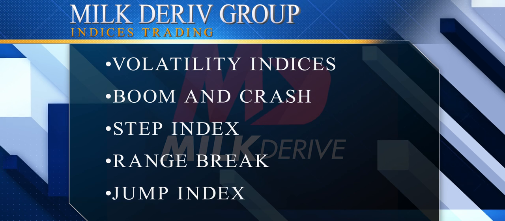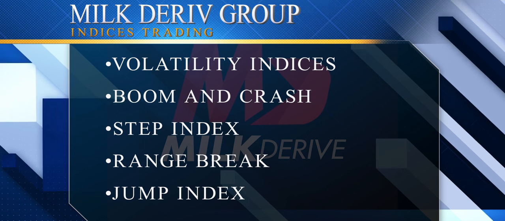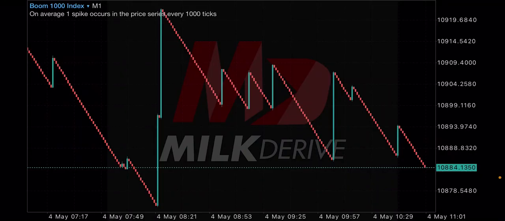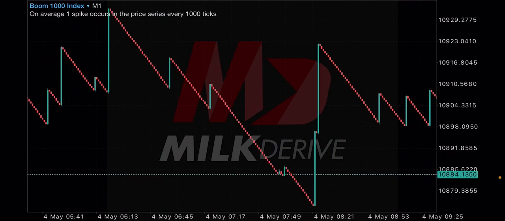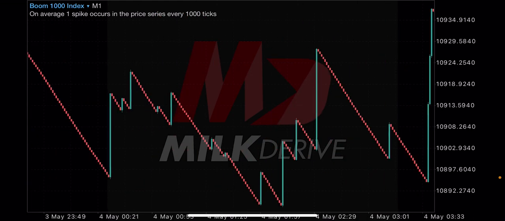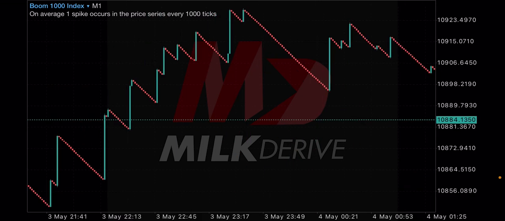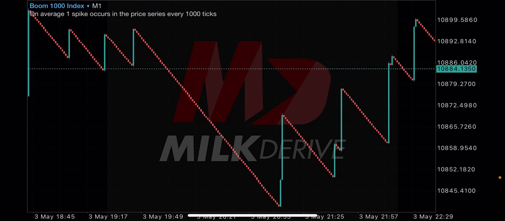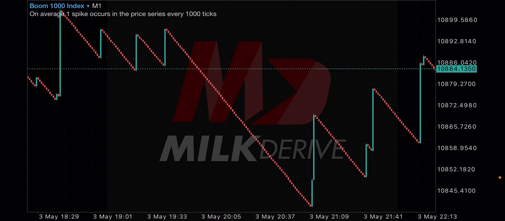So today we're going to be talking about the boom and crash indices. This is how they are. Quite strange in its own way, yet quite helpful and very educating. Like I said before, it's just an indices aspect of the Forex market. It's quite different from the normal trading of other markets. It's not the same way you see the volatility indices that you see the boom and crash indices, and it's not the same way you see the boom and crash indices that you see the range break indices.